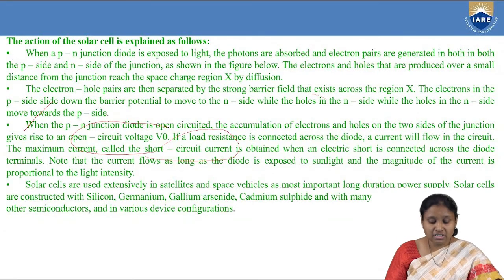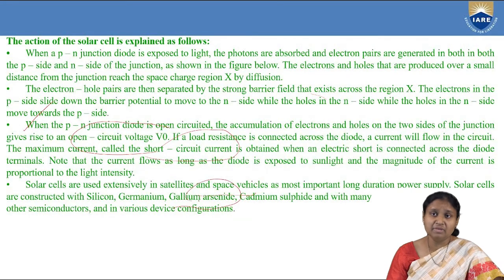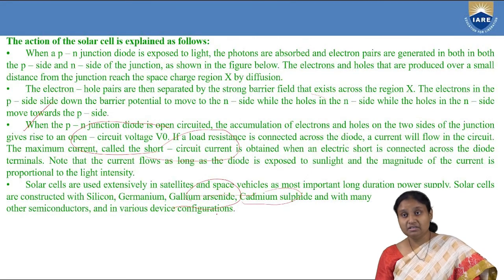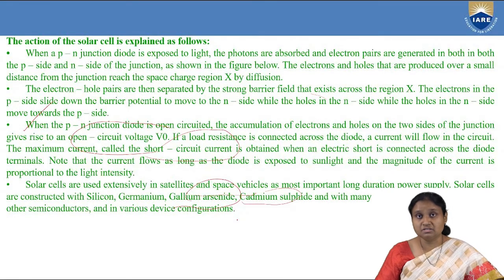If you talk about the applications of these solar cells, they are used in satellites and space vehicles, because for long duration of power supply they help us there. Also, these solar cells are not only made of silicon and germanium, but also of gallium arsenide and cadmium sulfide. We can also call them direct bandgap semiconductors. They are made with special types of semiconductors, so they can be used in various device configurations.